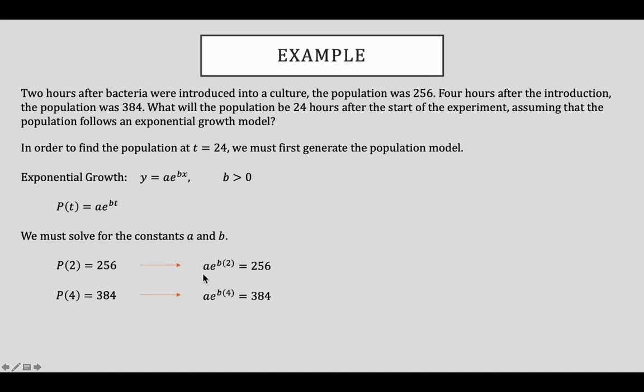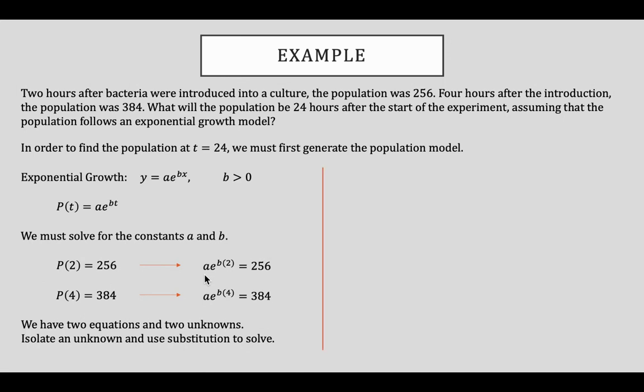However, let's take a look. We have two unknowns, right? We have a and b, and we have two equations. All right, two separate unknowns, two separate equations. When we have two equations and two unknowns, we can solve this system of equations by using substitution. All right, we can isolate one of the unknowns in one equation and substitute that into our other equation.